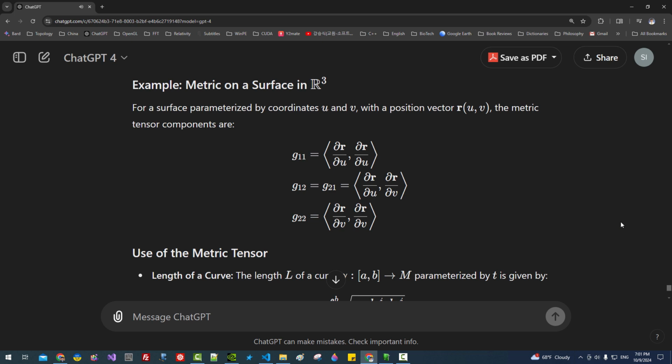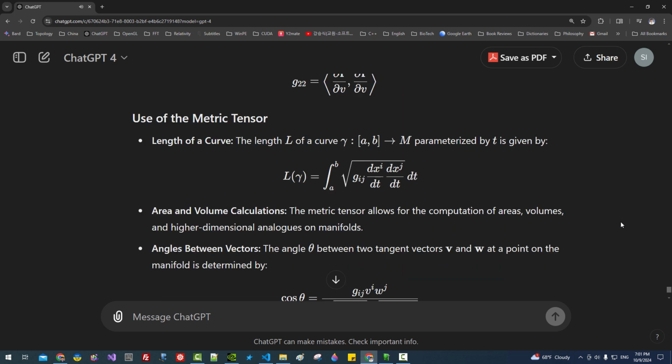For a surface parameterized by coordinates u and v, with a position vector r(u, v), the metric tensor components are: g11 equals the inner product of the partial of r with respect to u with itself, g12 equals g21 equals the inner product of the partial of r with respect to u and the partial of r with respect to v, and g22 equals the inner product of the partial of r with respect to v with itself.